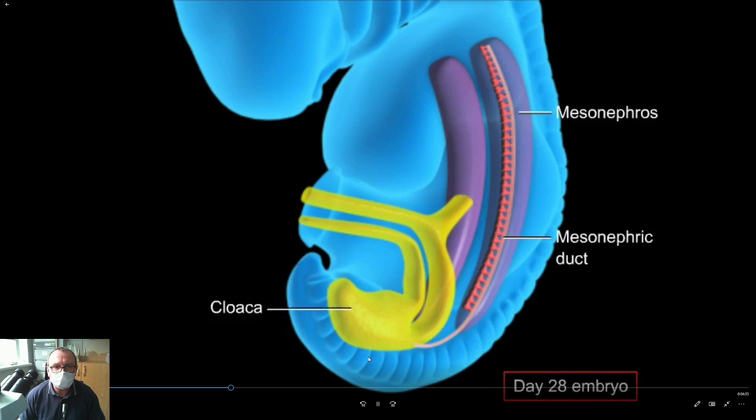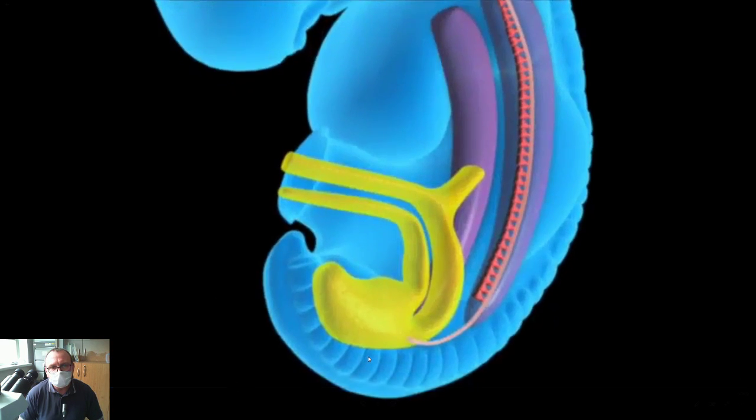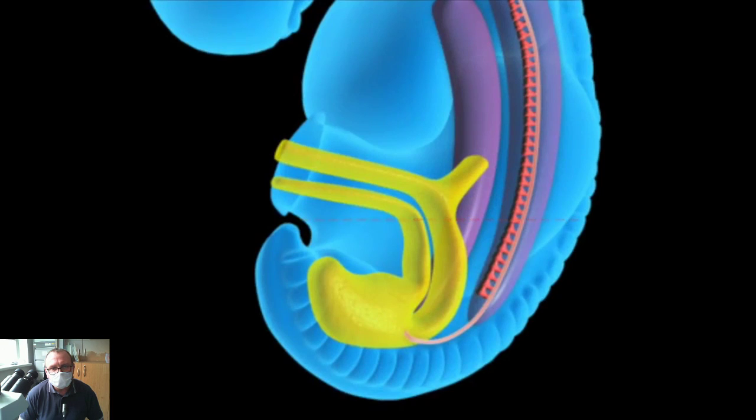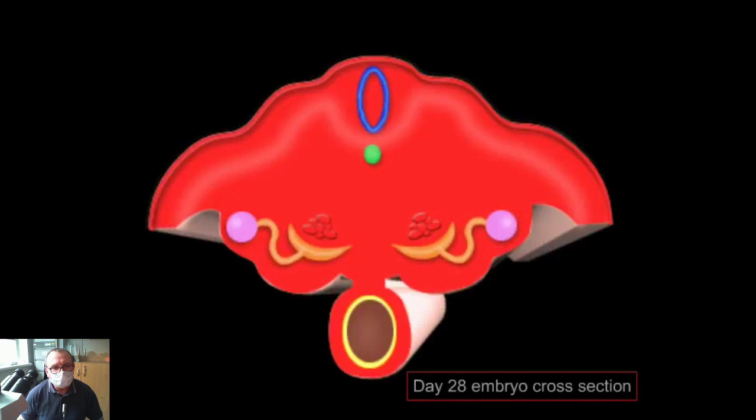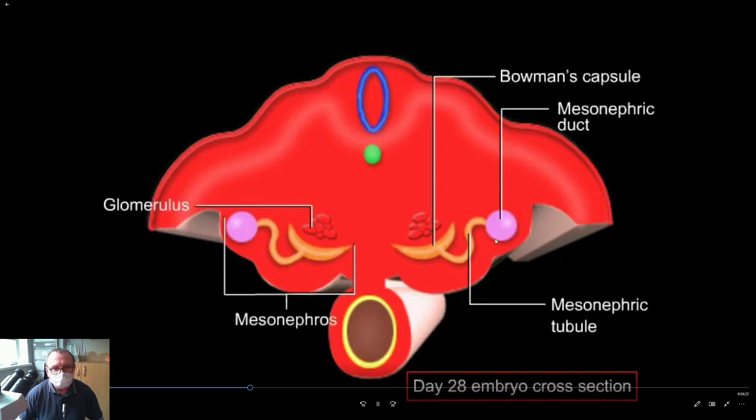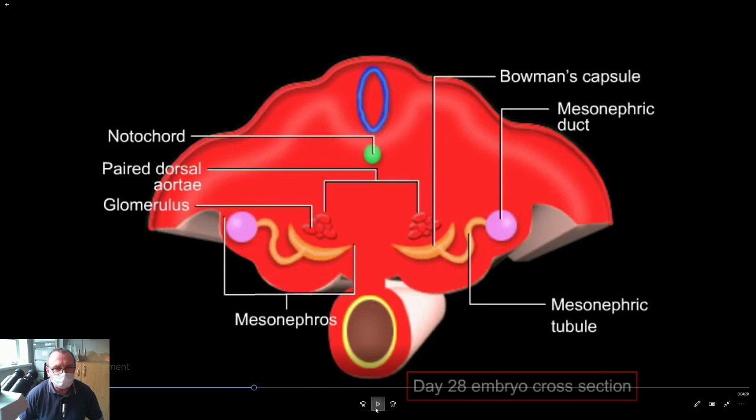We will see a detail of the mesonephric system. There is a duct, there is a tubule which has an S-like shape. It is dilated at the end to form something like Bowman's capsule, and the glomerulus is developing as a branch of the dorsal aorta. That's why we need it.